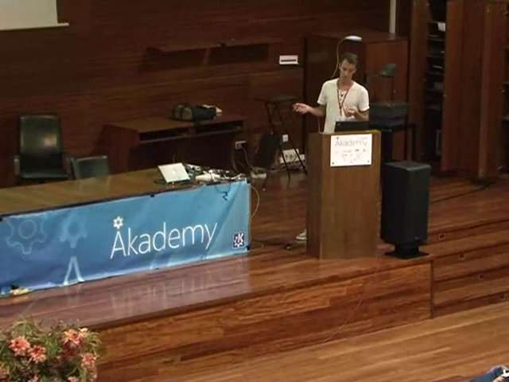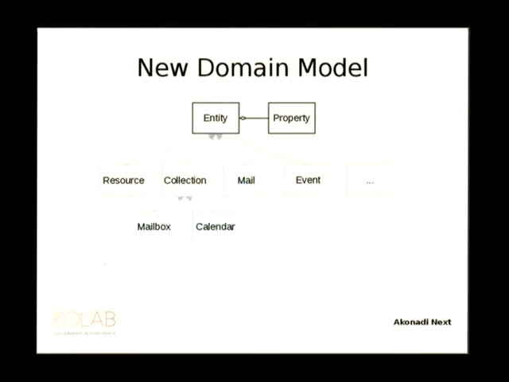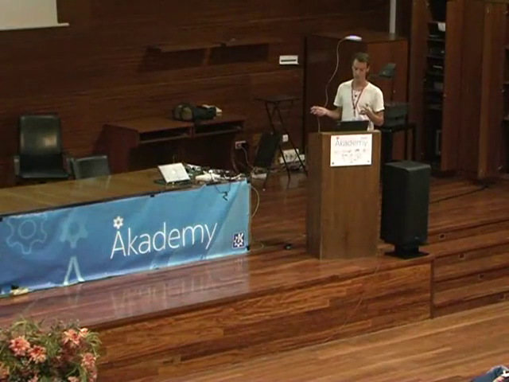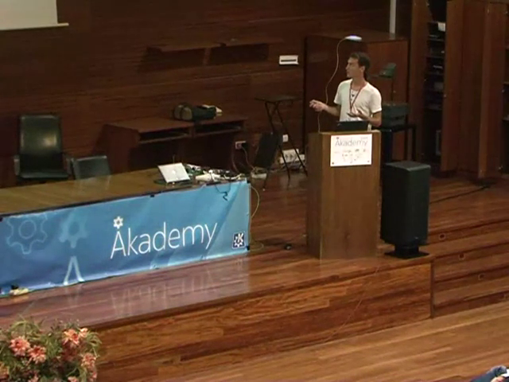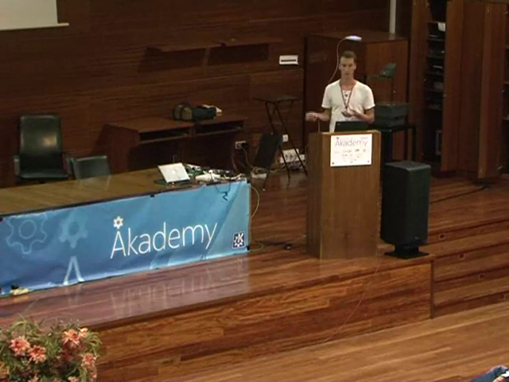So with Akonadi-Next, the domain model is supposed to be both simpler and more expressive. The main part of the model is this: you have entities, and entities have properties, and that's it. That's what is used for storage, and that's what we cannot really change. That's by design. But that system should be flexible enough that I think we can map everything into that.